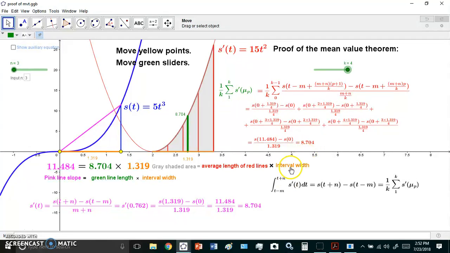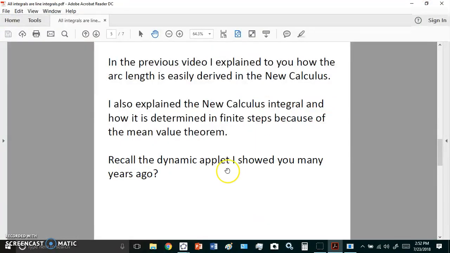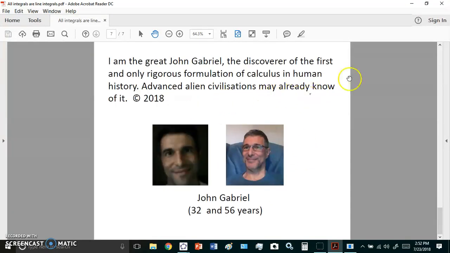So there is no such thing as infinity, and we don't deal with infinity in the new calculus because it's a crap or junk concept. Right, so these videos, these applets and the video will be uploaded, and you can actually access them in your own time. So that's it for now. I think the best thing for you to do is to go off and study these things and verify that everything I've been telling you is true, which of course it is.